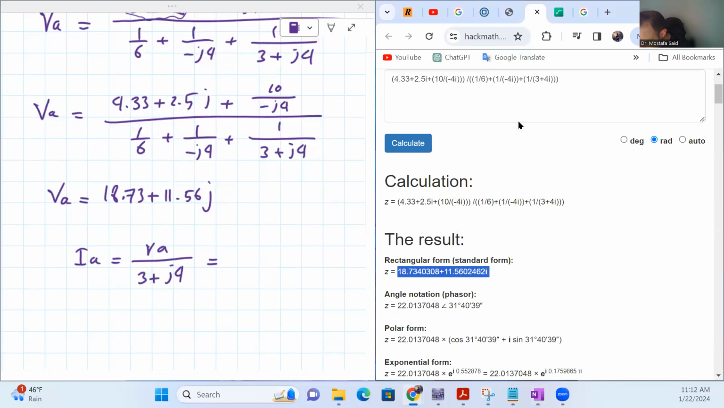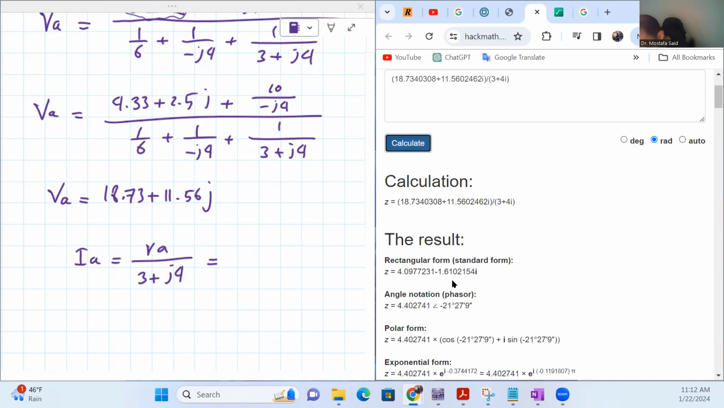So let's go back here. We're gonna take this result, open a parenthesis. This is the numerator, VA. The denominator is 3 plus 4i. Again, that's a disclaimer: if you write it like i4, it might make a problem. So now we calculate. Oh yeah, that's the correct answer. So I is equal to 4.1 minus 1.61j.